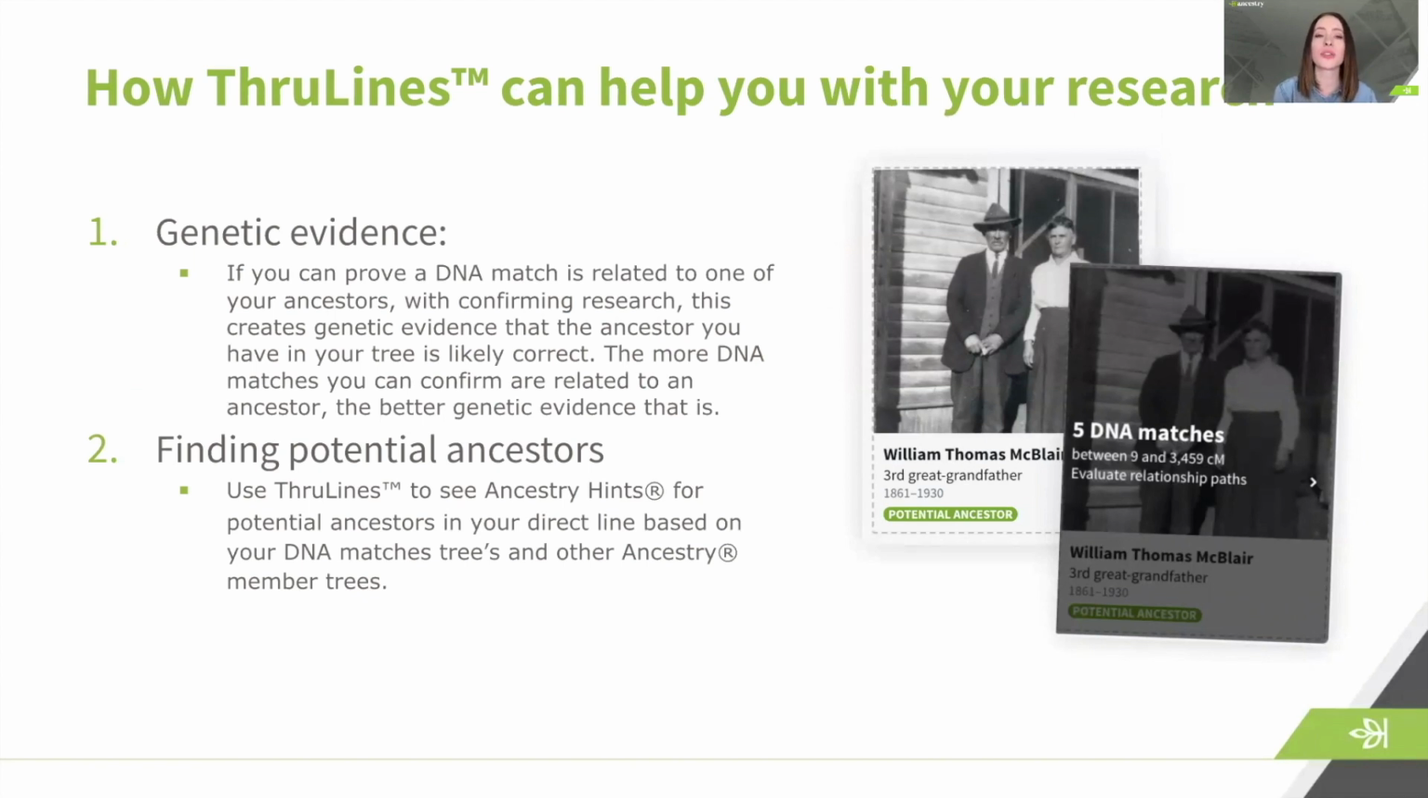So if you can prove that a DNA match is related to one of your ancestors with confirming research, this starts to create genetic evidence that the ancestor that you have in your tree is likely correct. And the more DNA matches that you can confirm are related to an ancestor, the better genetic evidence that is. So what ThruLines does is provide you with different options of how a match could then be related to an ancestor. And then we give you that path, and then it's your job to evaluate that path to see if that DNA match is actually related to that ancestor with the hints that we give you.